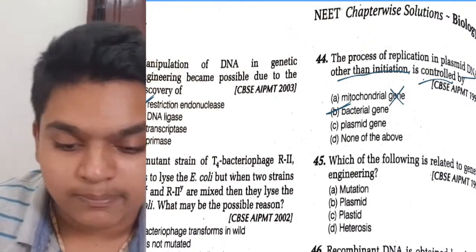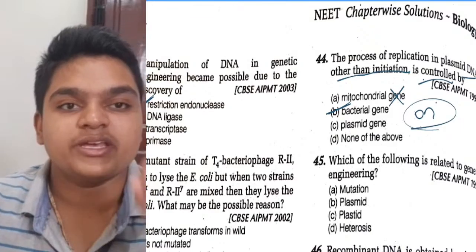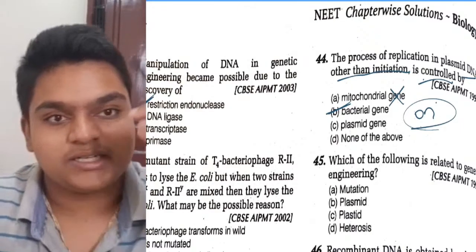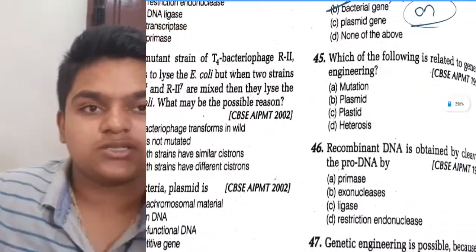Initiation could be done by the ori in the plasmid. Once ori has completed its initiation, the replication starts, and the bacterial gene itself replicates this plasmid all over itself, and it produces a large number of genes.